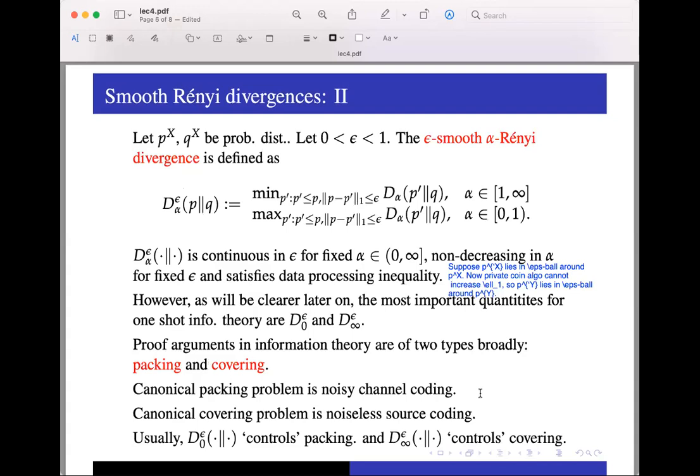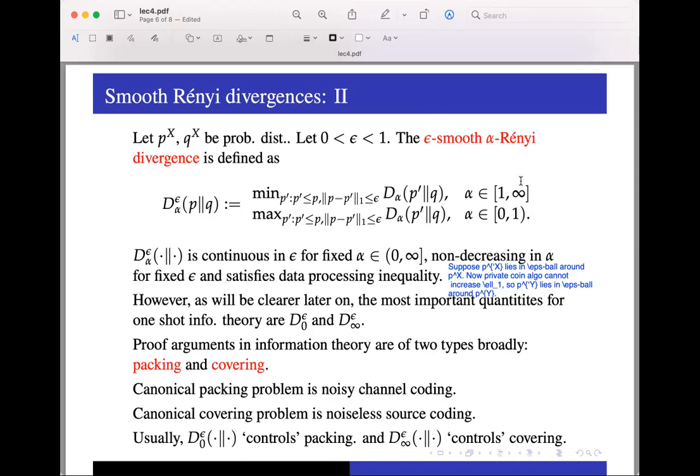Okay. So here is how the smoothed quantities are defined. So let P and Q be probability distributions on the same set X. So fix an epsilon between 0 and 1. So this epsilon is called the smoothing parameter. Now the epsilon smooth alpha Renyi divergence is defined as follows. So it looks a little hairy, so we'll go through it slowly. So D epsilon alpha of P with respect to Q, the epsilon smooth alpha Renyi divergence of P with respect to Q, is defined as follows.